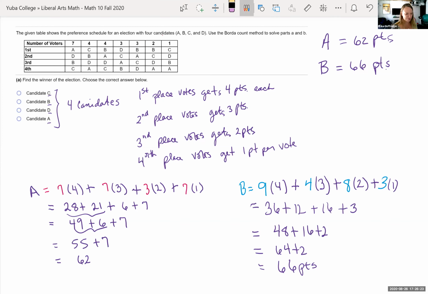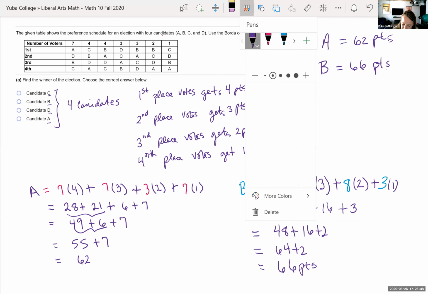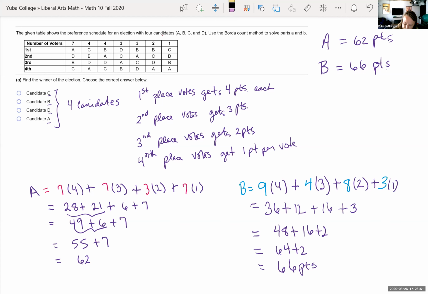Well, we got 2 more. Did I calculate wrong somewhere? 36, 12 is 48, 16. B should be 67. Oops, you're right, because I am right here. It should be plus 3, and I put down plus 2. So this should be 64 plus 3, which, you're right, is 67.